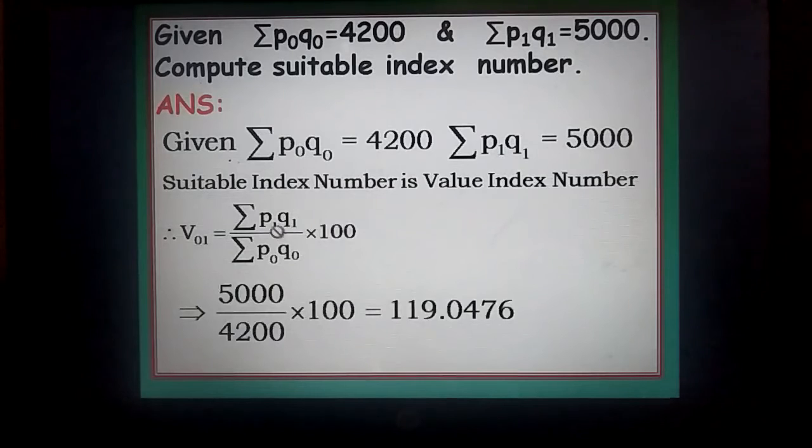and further, 5000 divided by 4200 multiplied by 100 after substitution of the given values. So the final answer goes in this way: 119.0476. 19.0476% increase in the value index in current year as compared to base year. Students, we should be able to express the results in this way once we get the final answer.